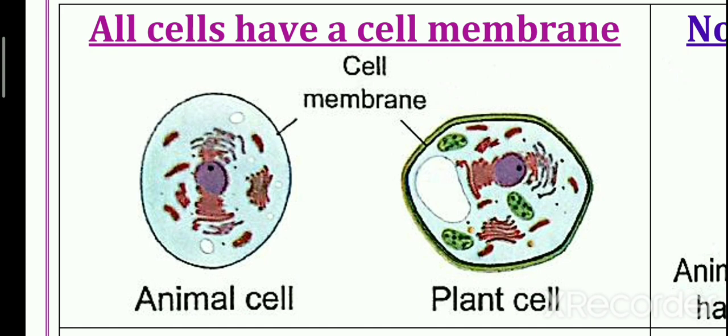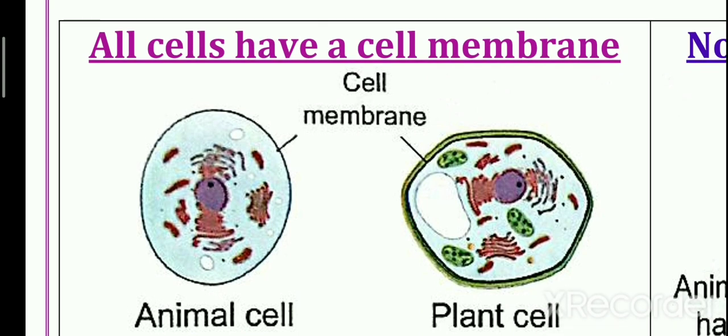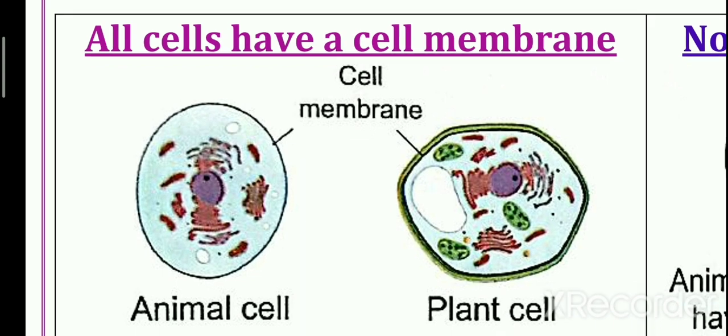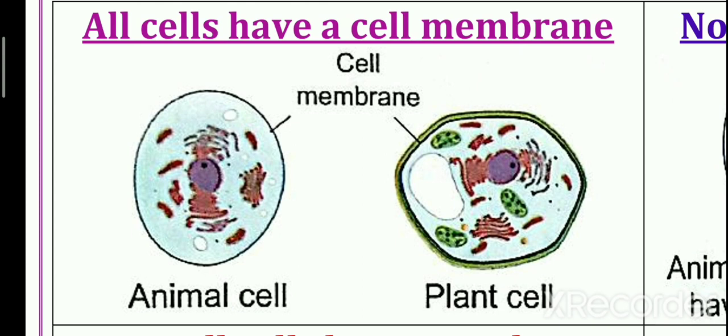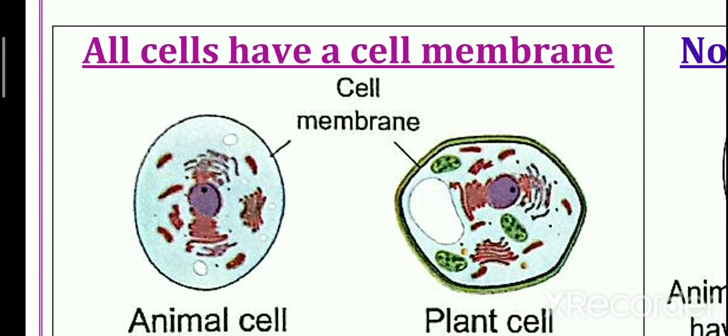So all cells must have a cell membrane. Why must an animal cell have a cell membrane and a plant cell have a cell membrane? Because the cell membrane protects the cell and controls substances that enter or leave the cell.